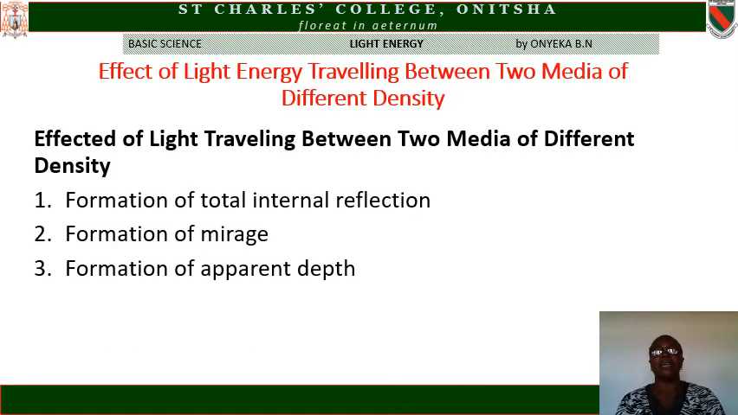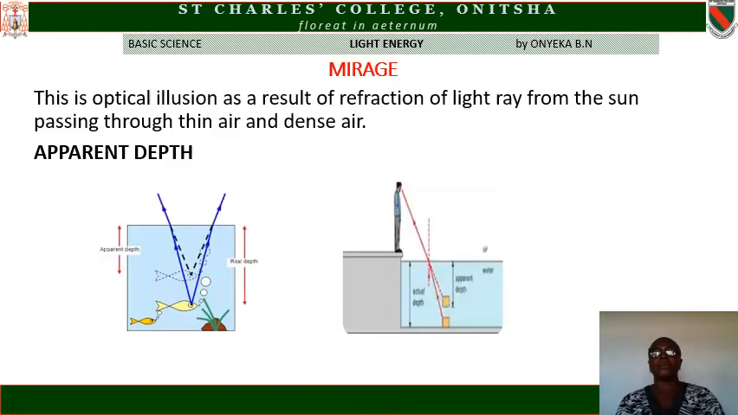Effect of light energy traveling between two media of different density. 1. Formation of total internal reflection. 2. Formation of mirage. 3. Formation of apparent depth. Mirage.